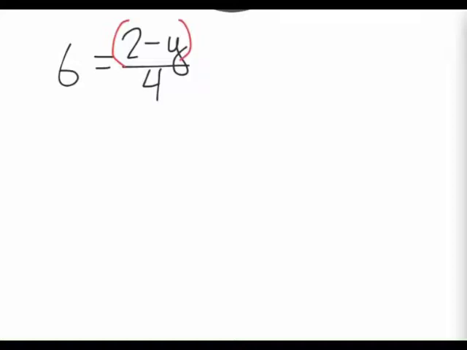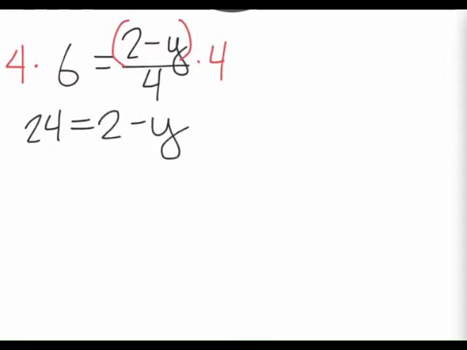All right, this one looks very similar to the last one, although as we'll see, it's a little bit different. So I just put the imaginary parentheses, made them visible, sprinkled my pixie powder on it. First step, multiply both sides of the equation by 4. 4's cancel out right here, and we're left with 24 on the left-hand side of the equation equals 2 minus y.